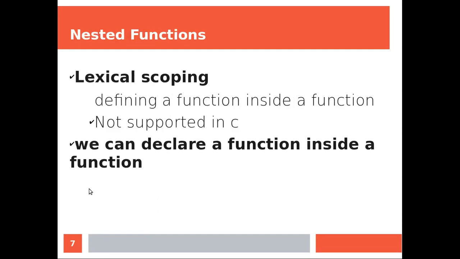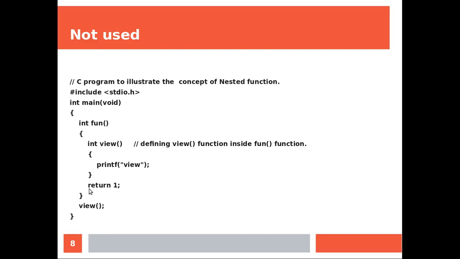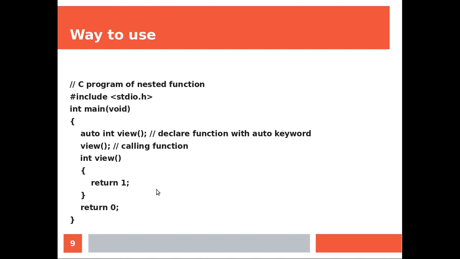Now next we're going to discuss nested functions in C. Some of us think that a nested function is defining a function inside a function, but that is wrong. Defining a function inside a function is actually called lexical scoping, which is not supported in C. But C supports function declaration, that is, declaring a function inside a function. So let us consider an example. Here you can see that a view function is defined inside a function called fun. This view function is called in the main function, but this is actually not supported. But you can use this method.